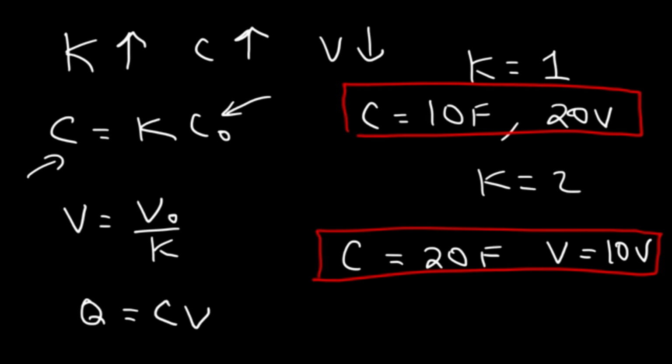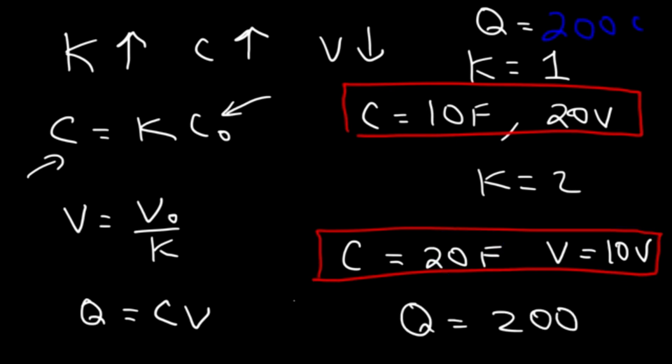So Q equals CV. Notice that if we multiply 10 by 20, we're going to get a charge of 200. And that is 200 coulombs. If we multiply 20 by 10, we will still get the same charge of 200 coulombs. So by adding a dielectric to a charged capacitor when it's not connected to a battery, the capacitance will increase and the voltage will decrease.